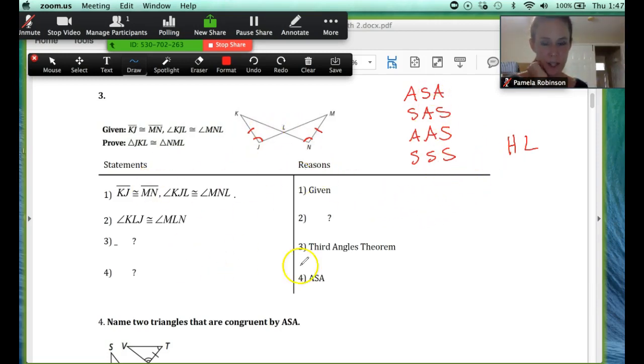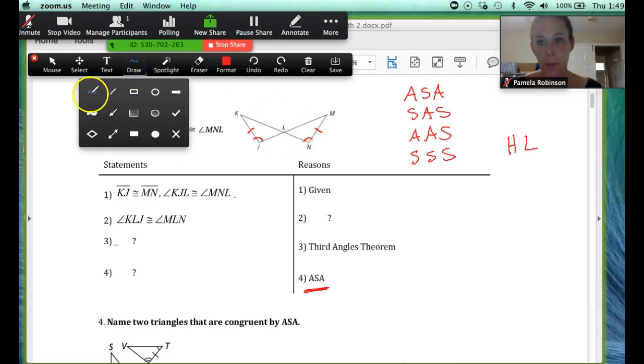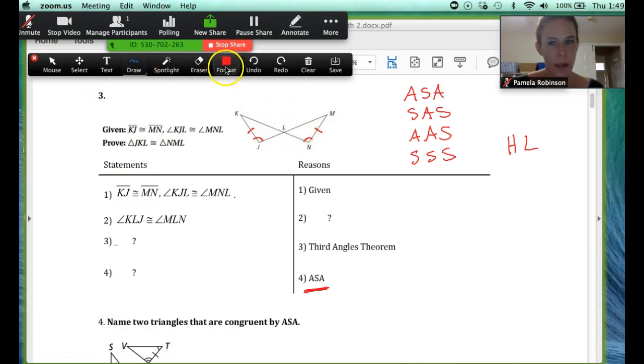Now, if I look at this scaffolded proof, I may not choose to prove it by angle, side, angle, but I can see in this scaffolded proof, that's the way I'm going to get to it. Looking at this, I can see right away, just from what I know, that these are vertical angles and they're going to be congruent. So I'm just going to mark them here in blue.